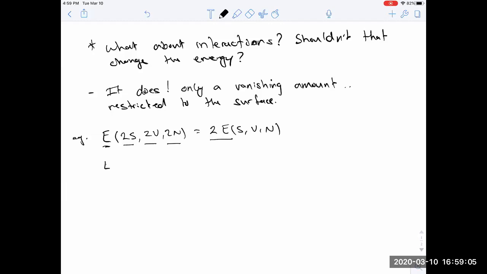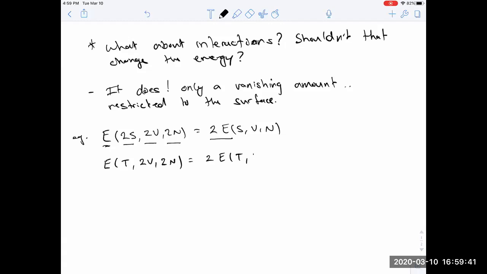Now I could play that operation in a different way. Imagine I have a system with an energy where I fix the temperature, but now I put two identical copies of its volume and number of particles together. Well, I've doubled the system in both of the variables that determine its scale, the number of particles and the volume, keeping the intensive variables constant, which still leads to the relationship that I would have twice the energy of a system with constant temperature and a single copy of its volume and number of particles.